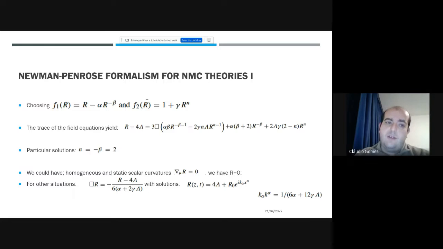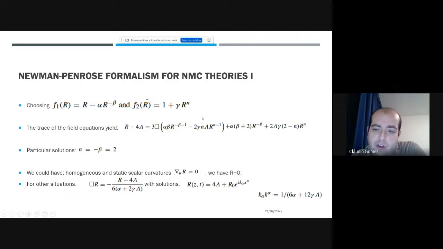We can also address the Newman-Penrose formalism for such theories, right? Let's do it the way of Alves et al. and look into this F1 of our function. But as for F2, we can also parameterize a deviation from the standard general relativity with this term that depends on the Ricci scalar with a general index.